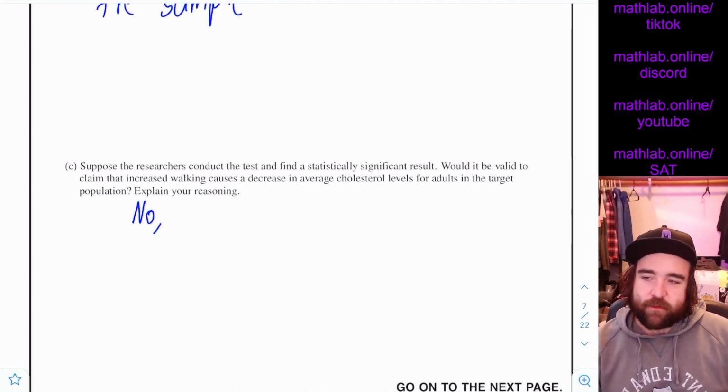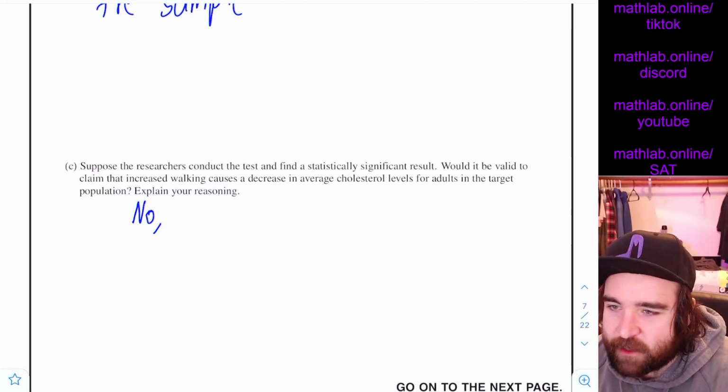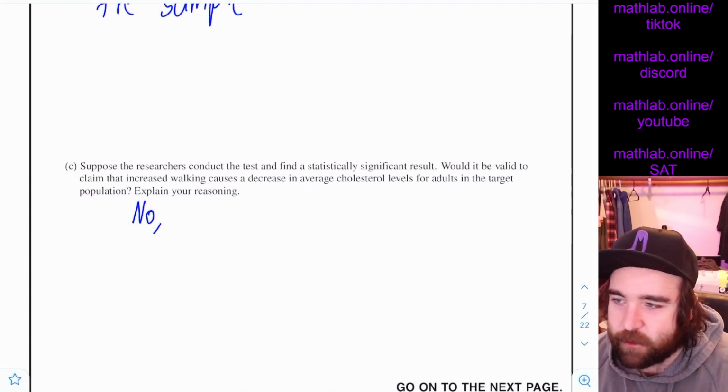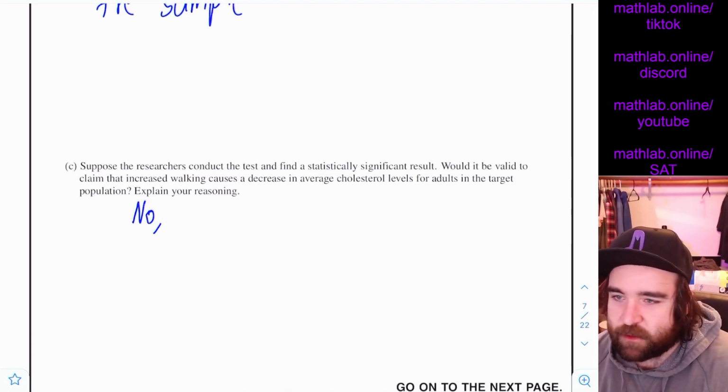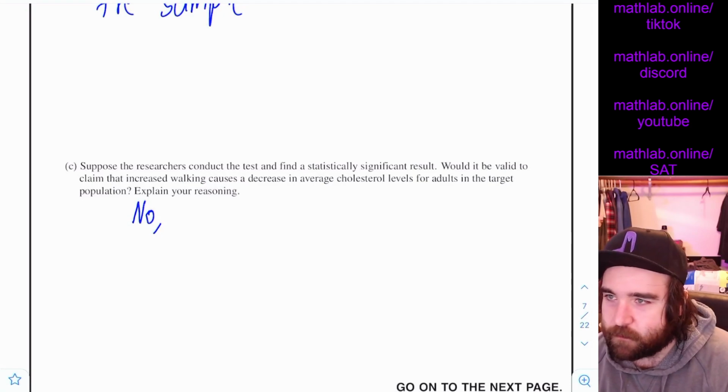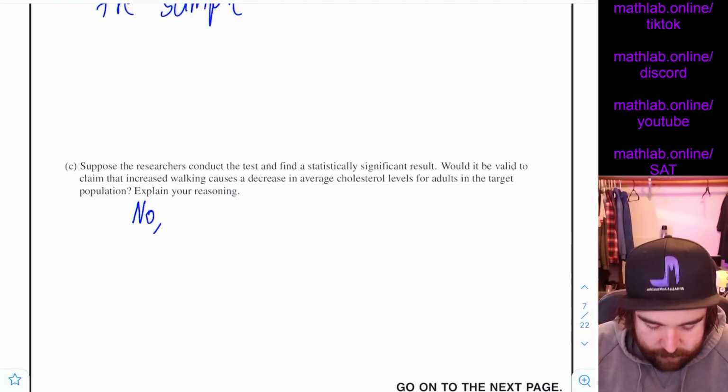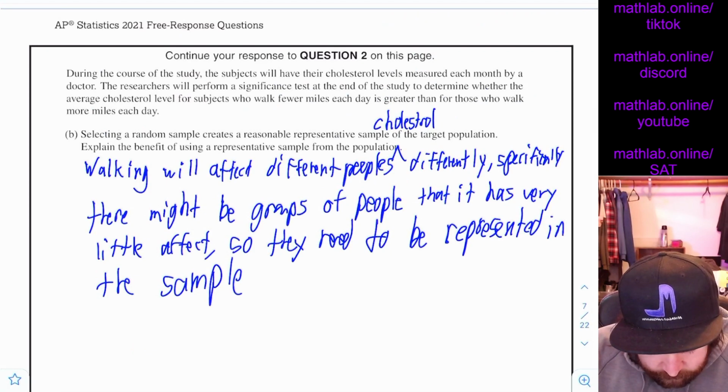Should I just specify the fact that it's not for everybody? I feel like there just needs to be one wishy-washy word in there that makes this appropriate, that it's just missing. Would it be valid to claim that increased walking causes a decrease in average cholesterol levels for adults in the target population? Maybe it's just yes. I mean, I feel like they did pretty good.